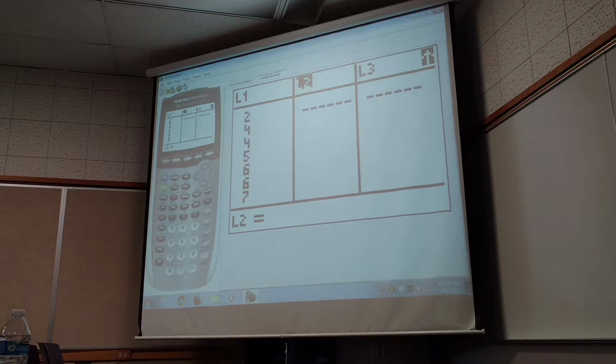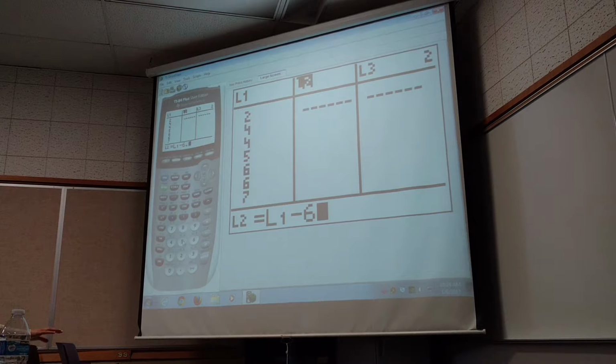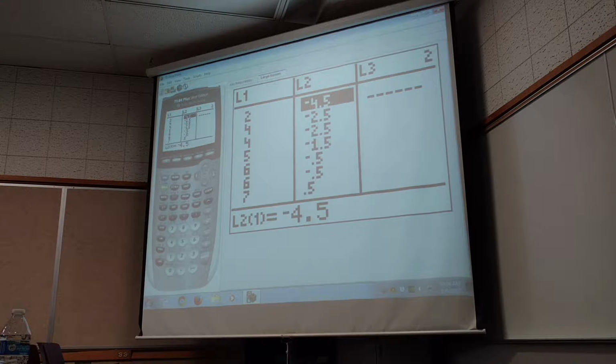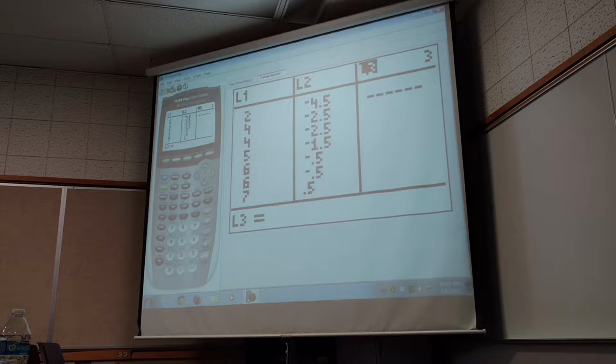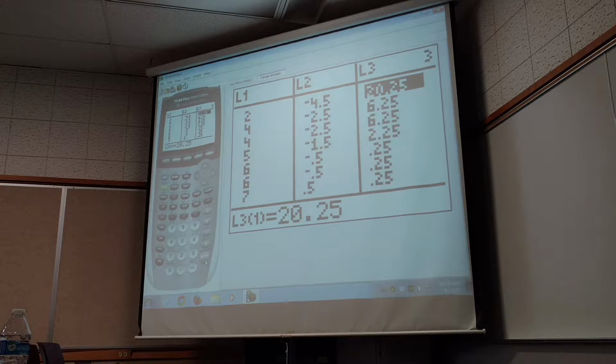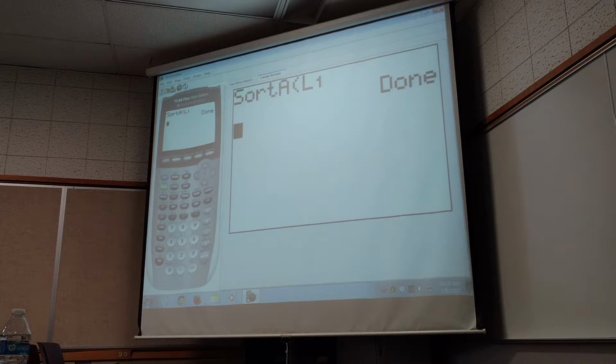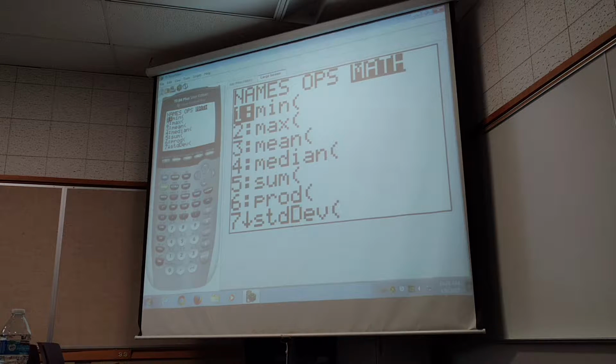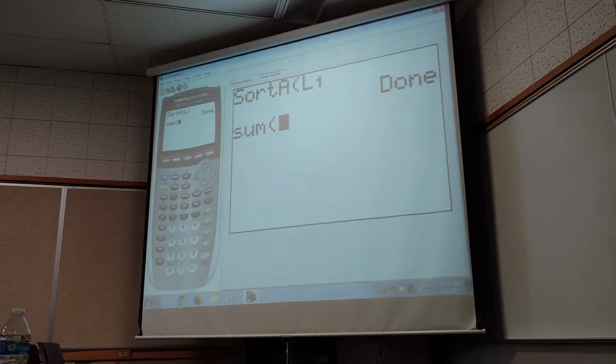L2 should have been L1 minus 6.5, right? Yes. Thank you. And then L3 will be L2 squared. So hopefully those numbers look familiar. And then to add those up, I go to second stat math, number 5 for sum. And I want to sum up L3.